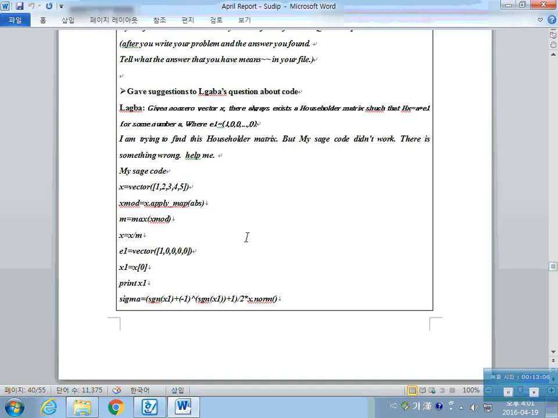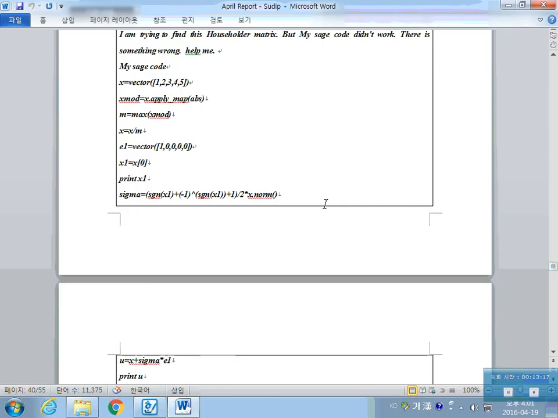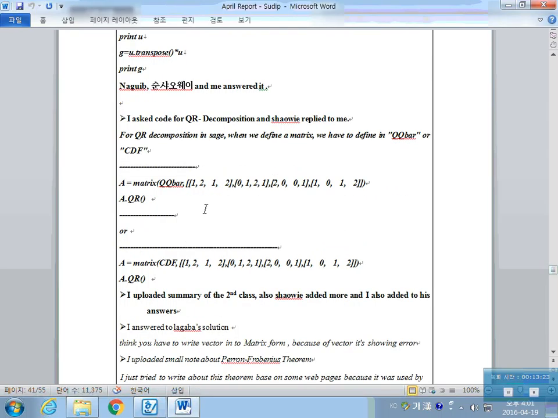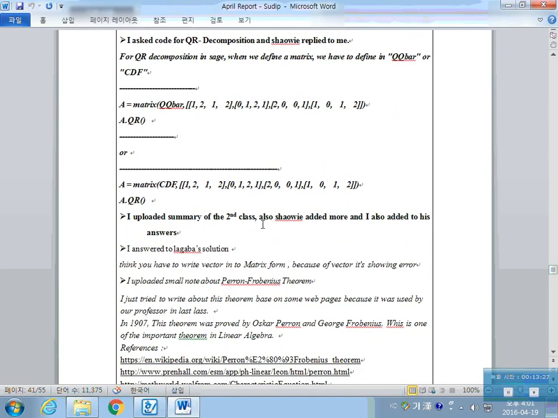About the SAGE code, this one is where Lagava gave the answer that non-zero vectors always exist, and this kind of problem, so Nagib and I tried to answer these things. I asked for keyword code for keyword decomposition, and Sawe replied with all these codes, so he helped me a lot. I would like to thank him.